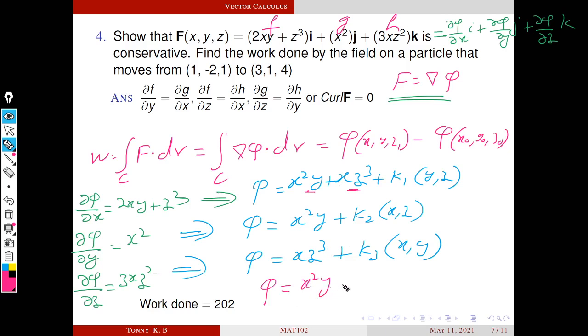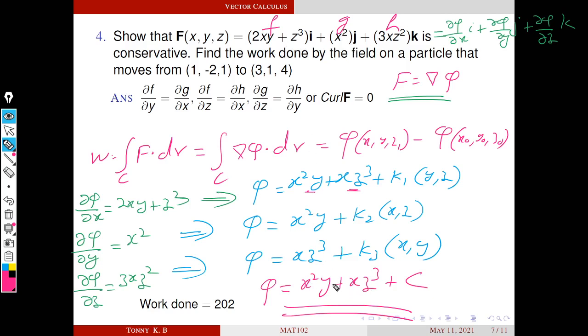So these two terms are allowed. So phi is equal to x square y plus x z cube plus a constant, satisfying all the conditions. That constant should be a function of y and z, and that constant should be a function of x and z. That constant should be a function of x and y. That is possible only when the constant is a number. So C, C is an arbitrary number. You can choose any number, no problem. So this is the potential function corresponding to this conservative vector field.